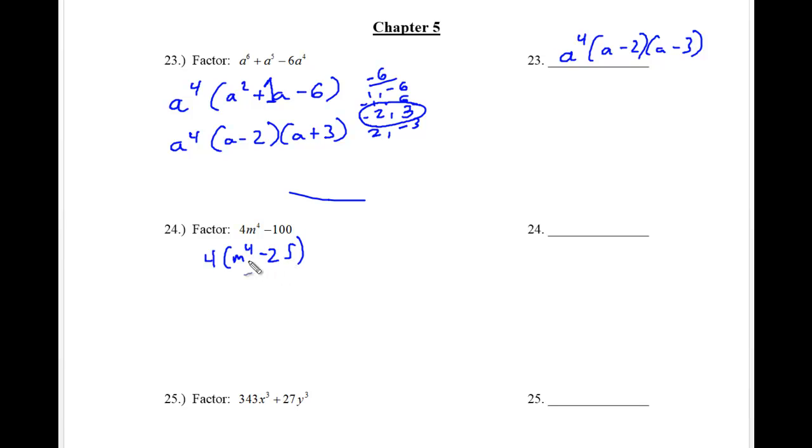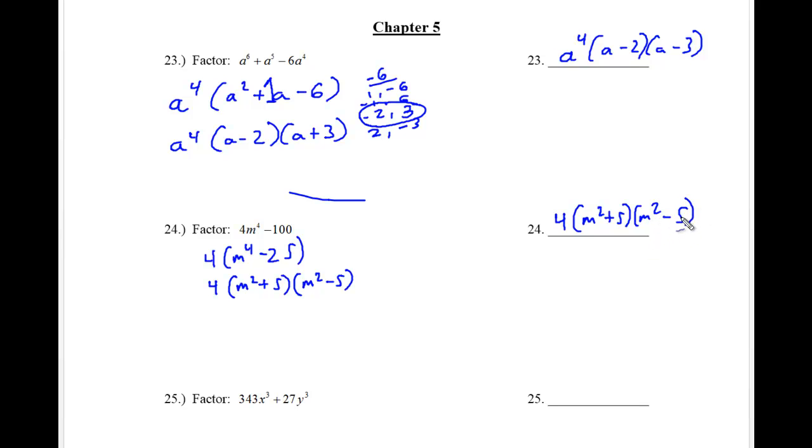Now this is still a difference of squares because each of these numbers we can take the square root of. So the square root of m to the 4th is m squared. The square root of 25 is 5. So the difference of squares pattern is m squared plus 5, m squared minus 5. And what makes this problem just a little bit stranger is that we didn't have a 2 here, we had a 4. So this problem is factored as 4 times the quantity of m squared plus 5 and m squared minus 5.